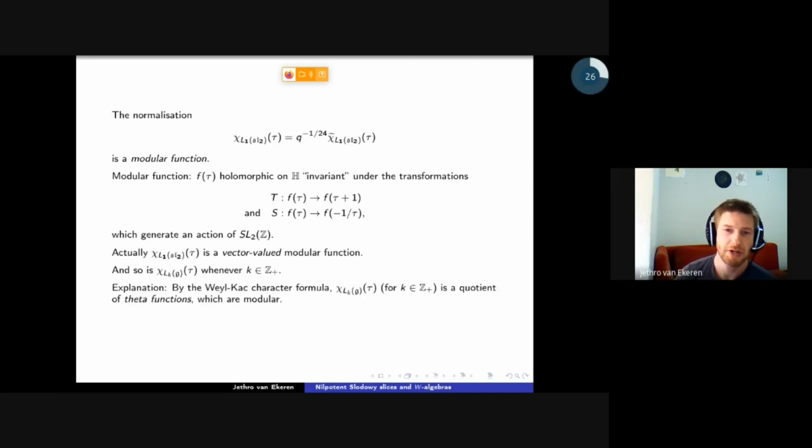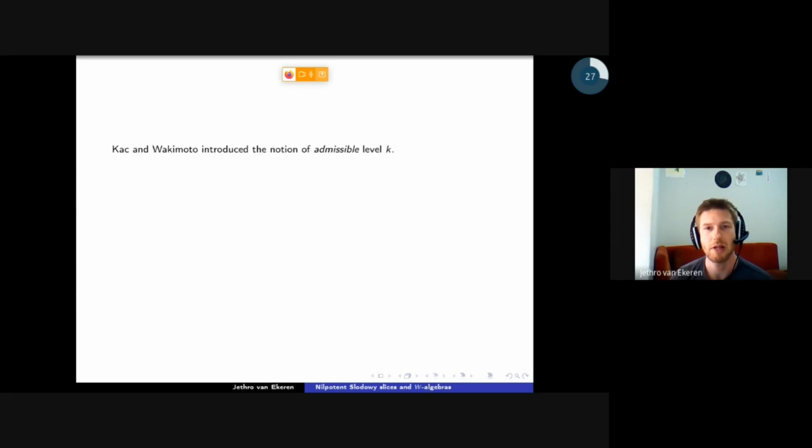So one explanation for this comes from the Weyl-Kac character formula. This formula expresses these partition functions as quotients of theta functions. Theta functions are modular, and so therefore are the partition functions. So in general, for arbitrary level, this modularity does not necessarily hold, but there is one more general class of levels for which it does hold. These are called admissible levels. These were introduced by Kac and Wakimoto.